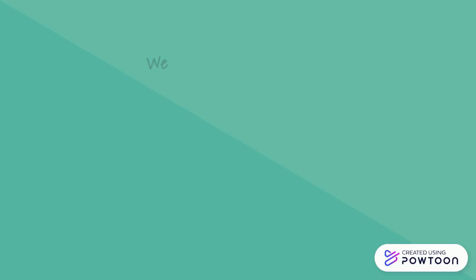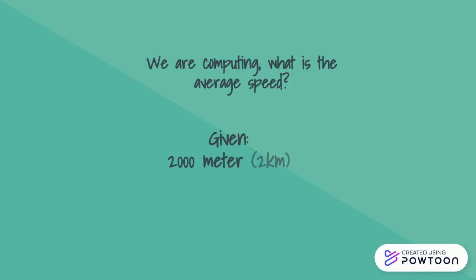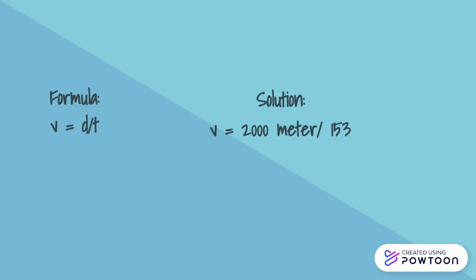And now, we are computing what is the average speed or velocity. The given is 2000 meters or 2 kilometers and 153 seconds or 2 minutes and 33 seconds. We will use the formula v equals distance over time, and the equation of the solution would become v equals 2000 meters over time, which is 153 seconds. When we solve the equation, the average speed would be 13.07 meters per second.